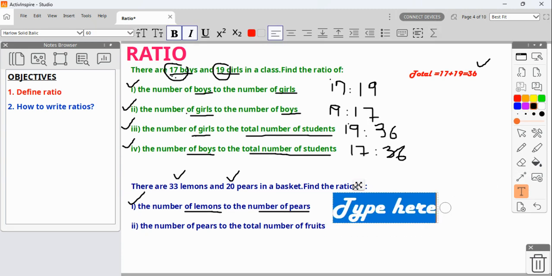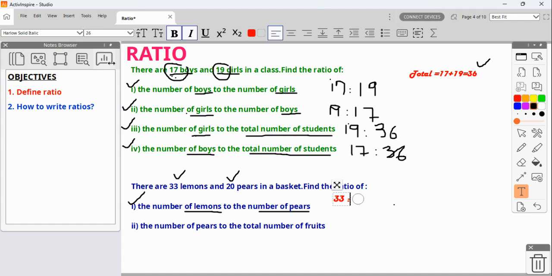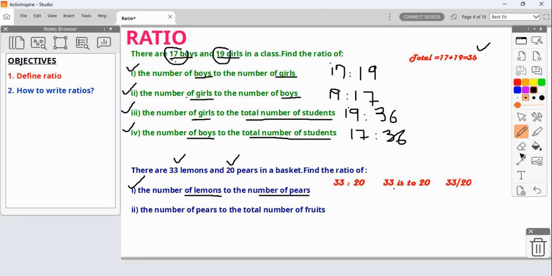33 lemons, 33 ratio 20. The first quantity antecedent is 33 and the consequent is 20. Another way for writing this is 33 is to 20. And the third way for writing is 33 by 20 or 33 divided by 20. Now let's move to the next question.